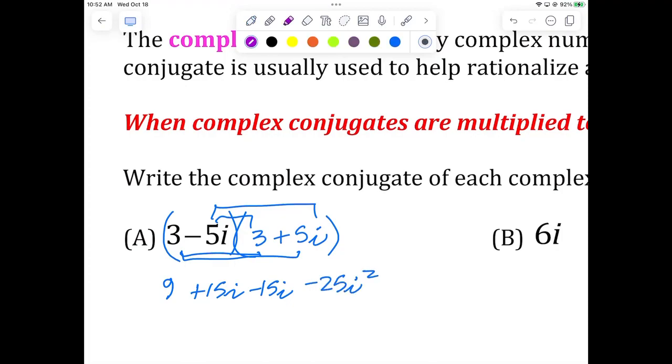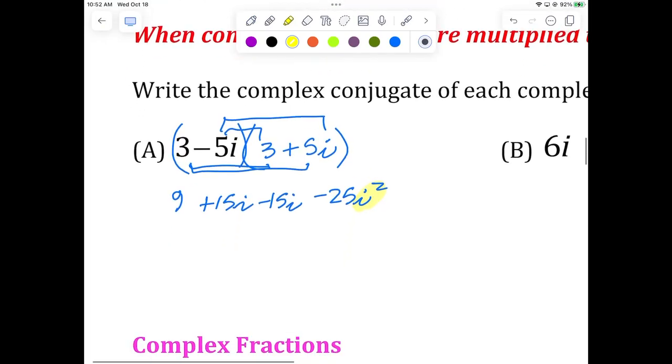So don't replace i squared with negative 1 on that line. Leave i squared visible there. But make a mental note, okay? Now we can combine like terms. Well, your 15i's will cancel because they are opposites of each other. And we're left with 9 minus 25 times i squared, which is now really negative 1. That negative 1 will turn the 25 to a positive number, and we end up with 9 plus 25, which is 34. And there's the answer. Whenever you multiply two complex conjugates together, you end up with a real number.